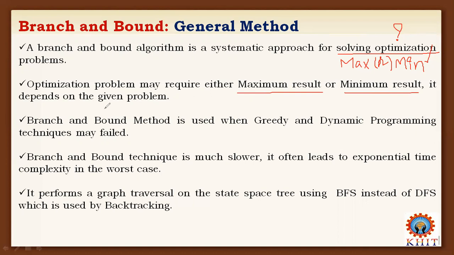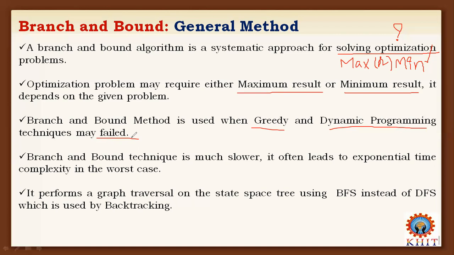Okay. Next is branch and bound method. Why are we using it? This is the question. We use the branch and bound method because of two reasons. The first one is when greedy and dynamic programming methods fail. When greedy and dynamic programming techniques fail to provide optimal solutions, in this case, we will simply apply the branch and bound technique.